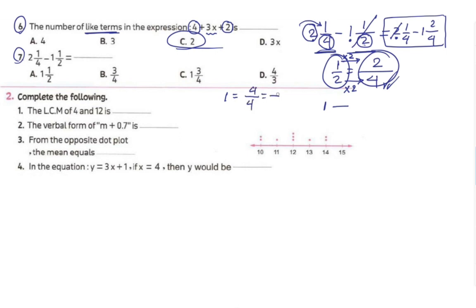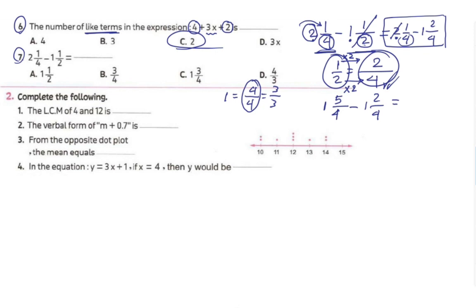Or maybe 3 over 3, and so on. Why do I choose 4 over 4? Because we have a 4 here, so I will use this fraction. When you add 4 over 4 to 1 over 4, we have 5 over 4. Minus 1 and 2 fourths equal.